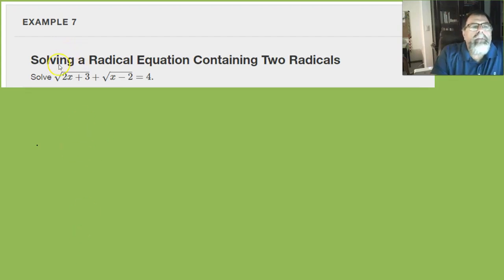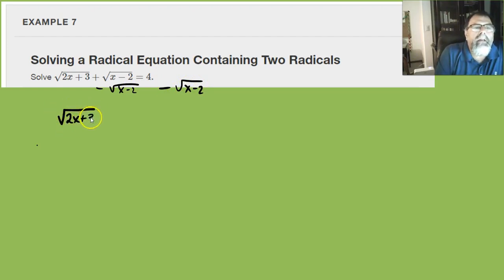All right, number 7, solving a radical equation containing 2 radicals. So again, our first step is we want to get one of the radicals all by itself. So let's move the square root of x minus 2. We're going to subtract that from both sides. And again, the shortcut: you just move it, change the sign. I know a lot of my students hate when I skip steps, but if you're comfortable with that, do it. So it's 4 minus square root of x minus 2.